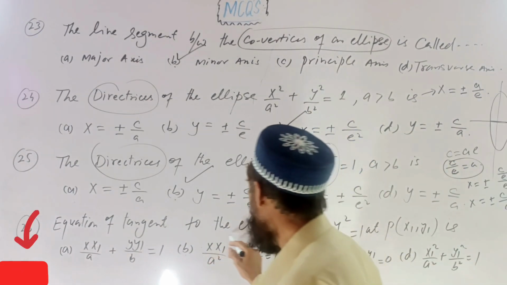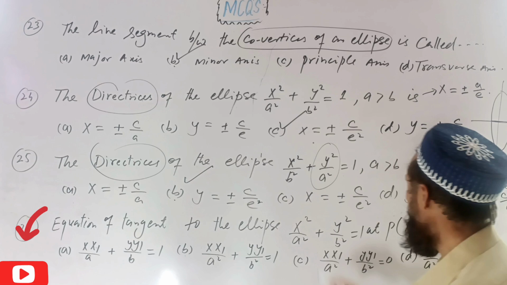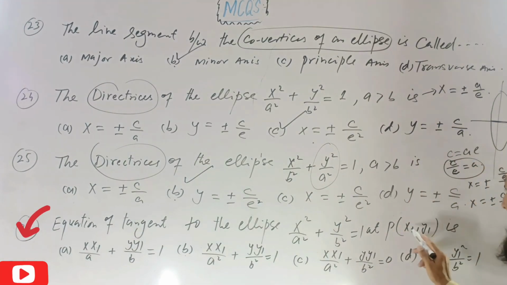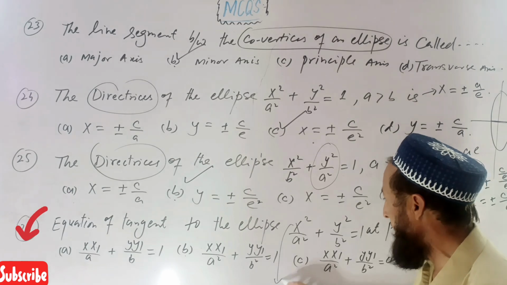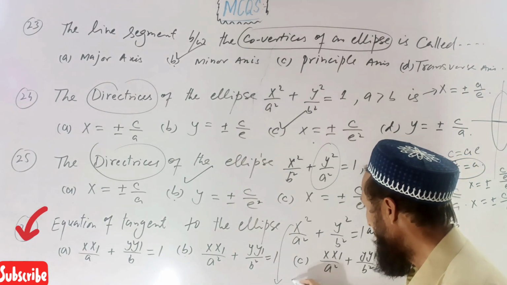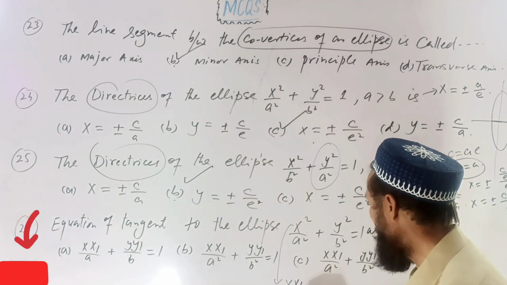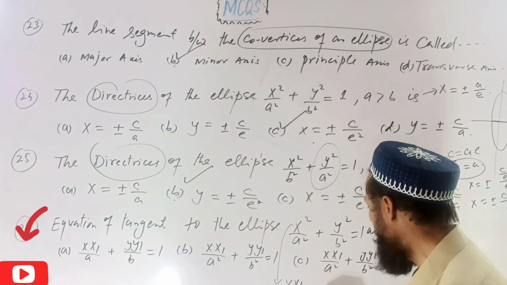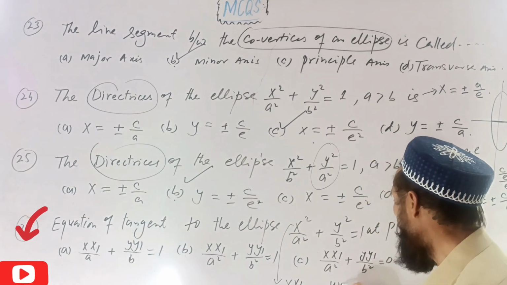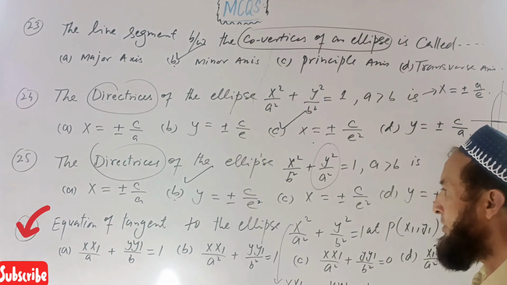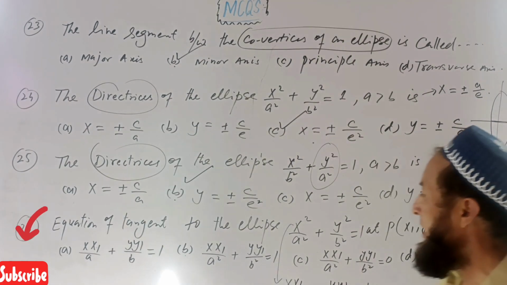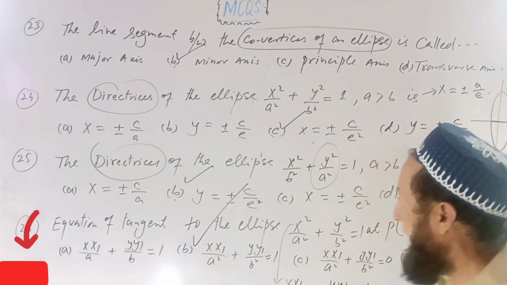Equation of tangent to the ellipse is given at that point. If we apply that point x1, we can write x and x1 divided by a square, the other term is not changed, and y and y1 divided by b square is equal to 1. So we check the options here, option B is the correct option.